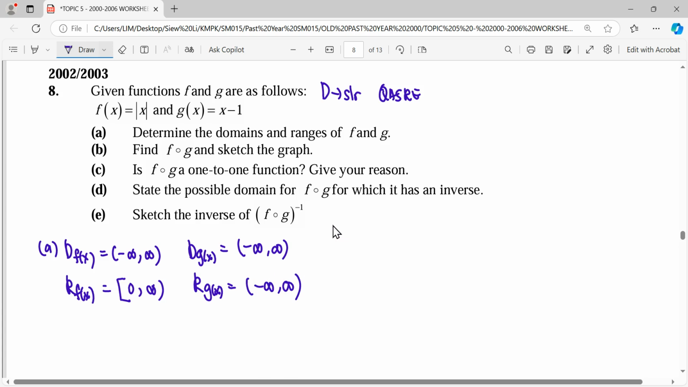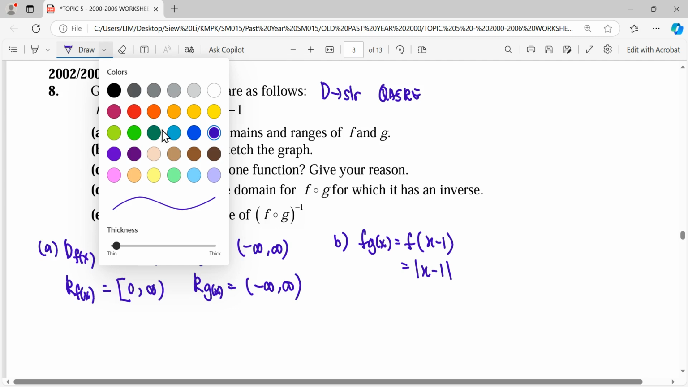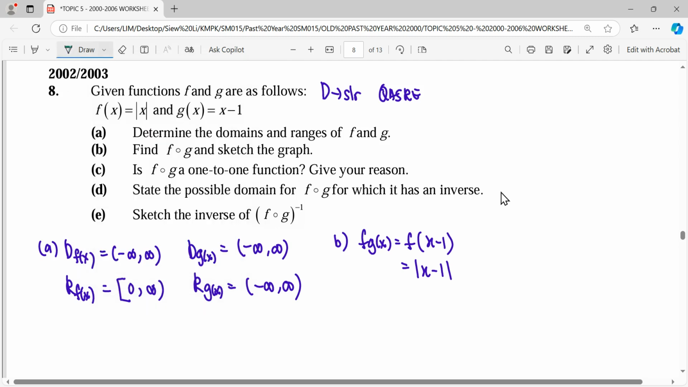And then we need to find out question B, what is our composite f(g(x)). So we substitute g(x), x minus 1, into the function f, where x is replaced by x minus 1, so modulus x minus 1. So we have a modulus function. To draw this modulus function, again we need to calculate its domain and range so that we can know where the graph is located.